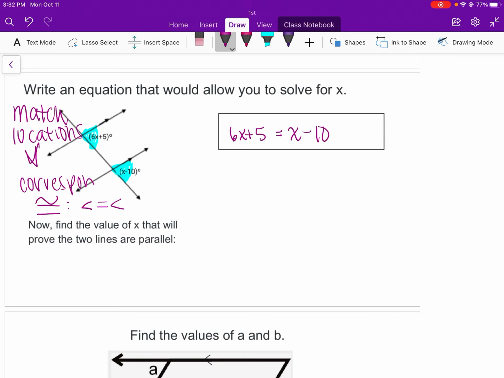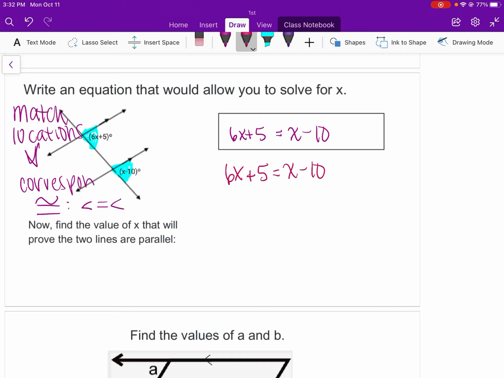Now I just solve. So 6x plus 5 equals x minus 10. Add 5, add 5. 6x equals x. Okay, erasing what I did. Working too fast, not thinking on what I'm doing. Be careful as you're solving. Equals x minus 10. All right, going again.